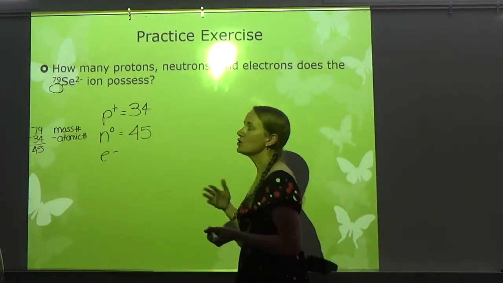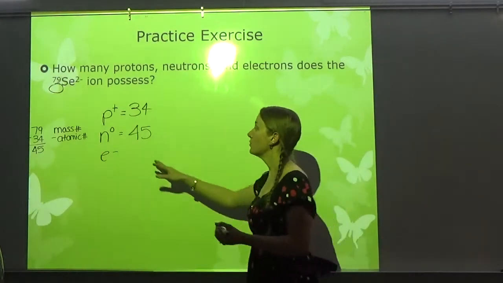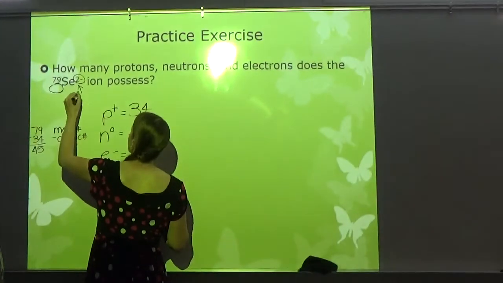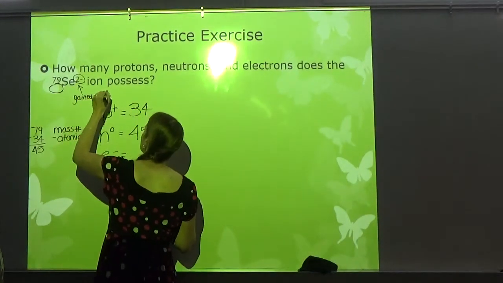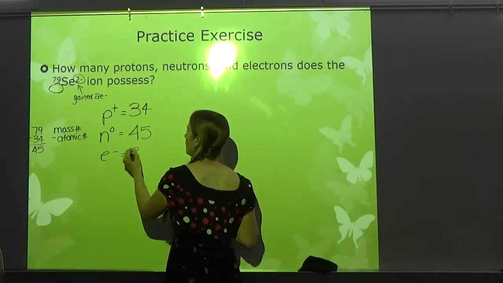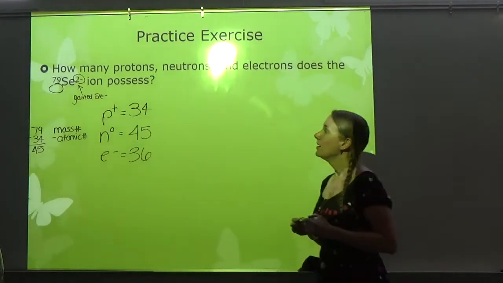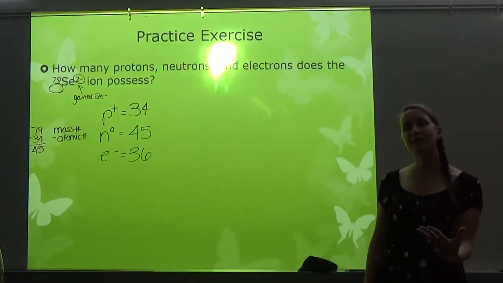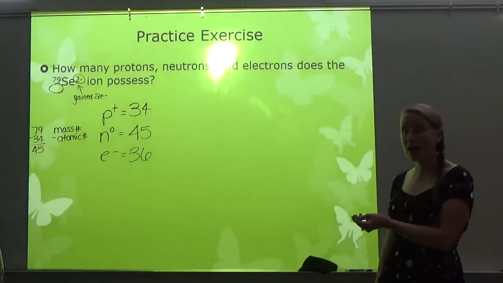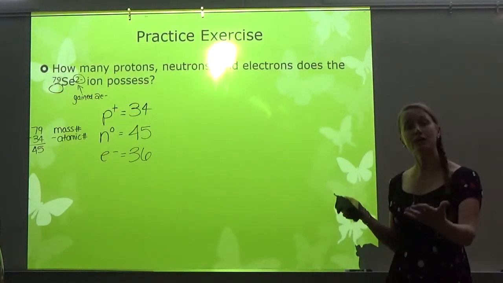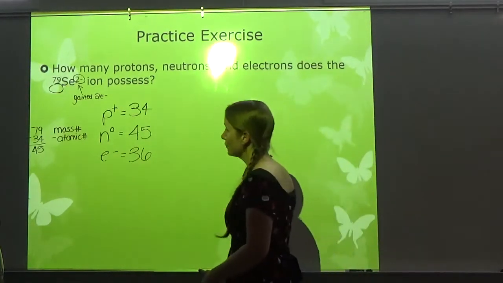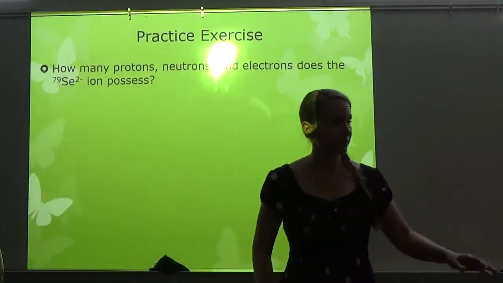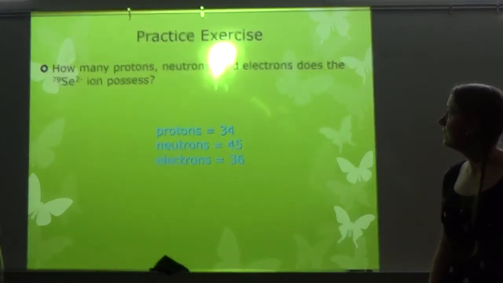And then electrons normally equal protons. So normally my electrons would be 34, but I have a 2 negative charge. So that means it's gained 2 electrons. So instead of having 34, it now has 36. Okay, so like I said, for the charge, really it's about making sure you don't think of a 2 negative as a minus 2, like subtracting 2. You think of it as 2 extra negatives, so there's 2 extra electrons. All right, and there's my answer.